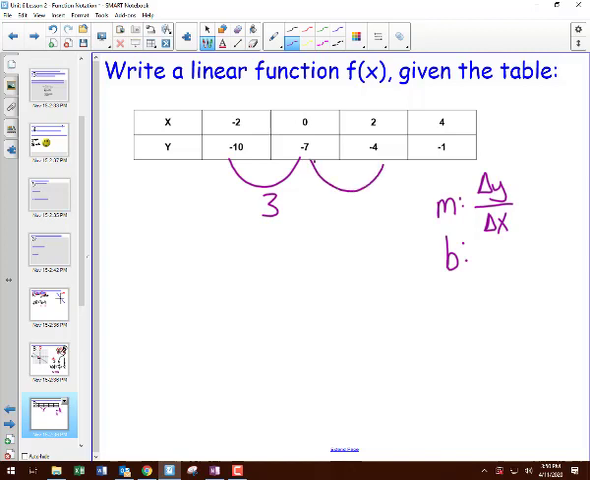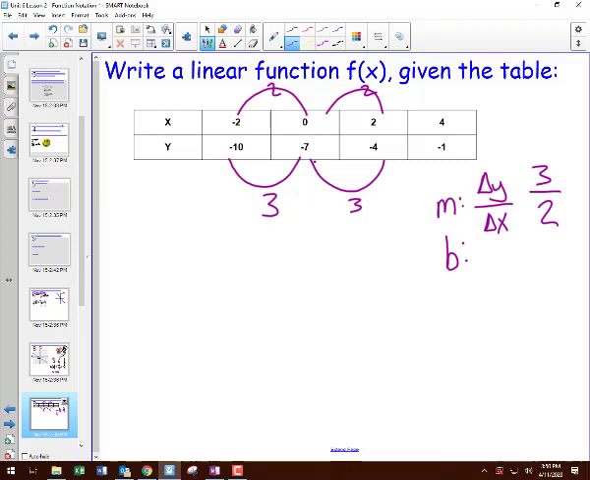Let's check it again here. From negative 7 to negative 4 is still 3. So from that, our change of our y's is going to be 3. Now we need to go up top and figure out what the change of our x's is going to be. Negative 2 to 0, well, that's a plus 2. 0 to 2, all right, now that checks out. So our slope is going to be 3 over 2.